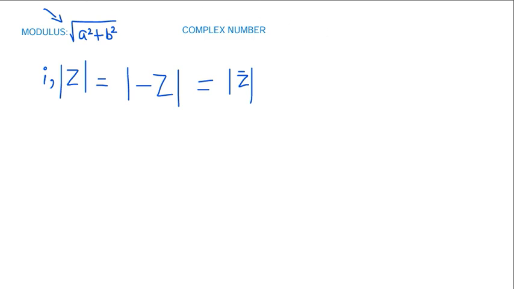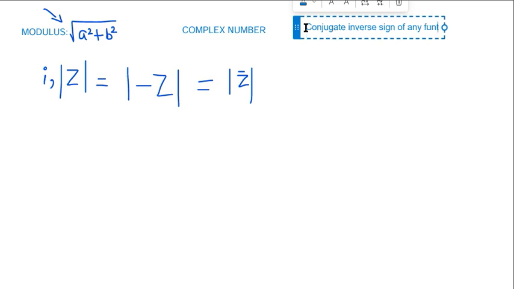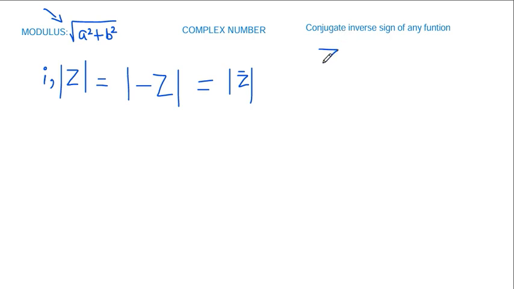Right now, what is a conjugate? Simply the inverse sign of any function, or you can say inverse sign of any function, vice versa. That is the definition of a conjugate. Now, if I write this is my complex number, and if I add a line upon it, that will represent my conjugate. If I don't add this, that will be simply my complex number.